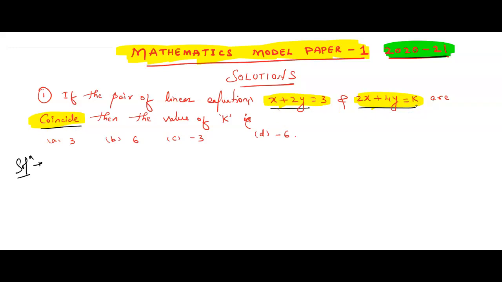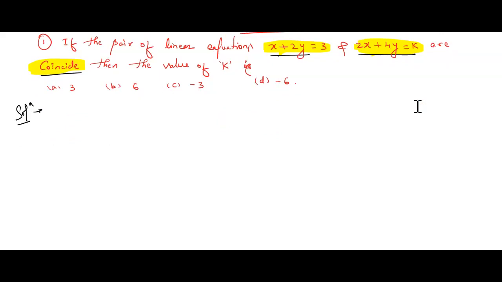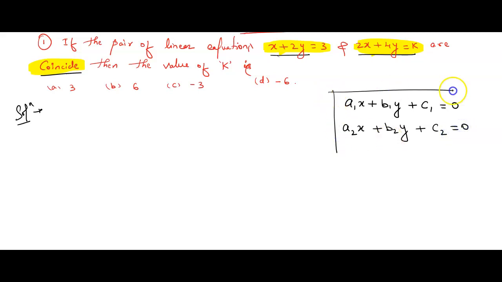Now first we need to check whether both the equations they have given are in the standard form or not. See children, what is the standard form of pair of linear equation? That is a1x plus b1y plus c1 is equals to 0. This is the first linear equation. Second equation is a2x plus b2y plus c2 is equals to 0. So this is the standard form of pair of linear equation.